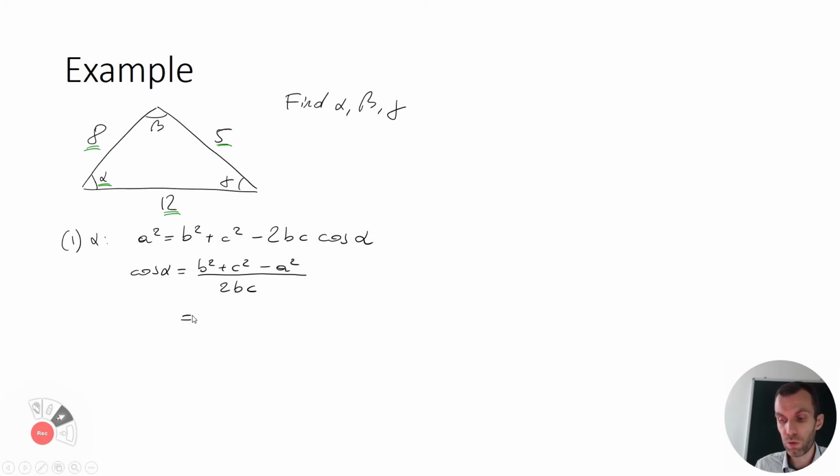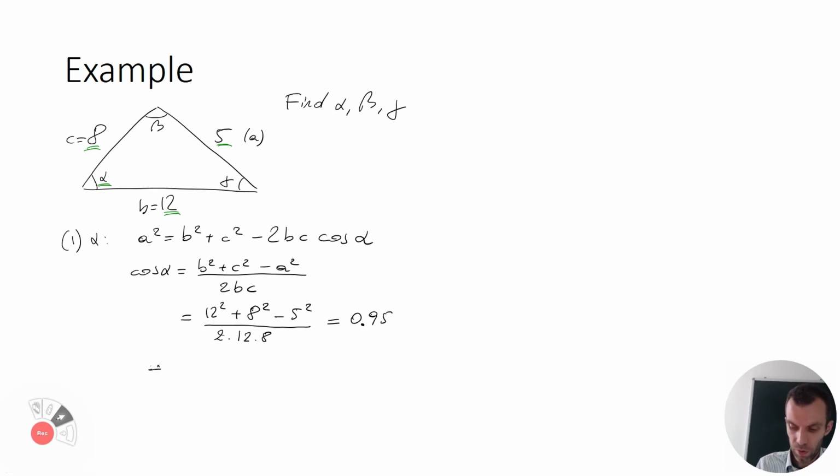And now all I have to do is plug in the values. So this right here, that's a, this is b, and this is c. So I get 12 squared plus 8 squared minus 5 squared divided by 2 times 12 times 8. And if I calculate that, I get about 0.95. And from that, I get that alpha itself is equal to 18 degrees.